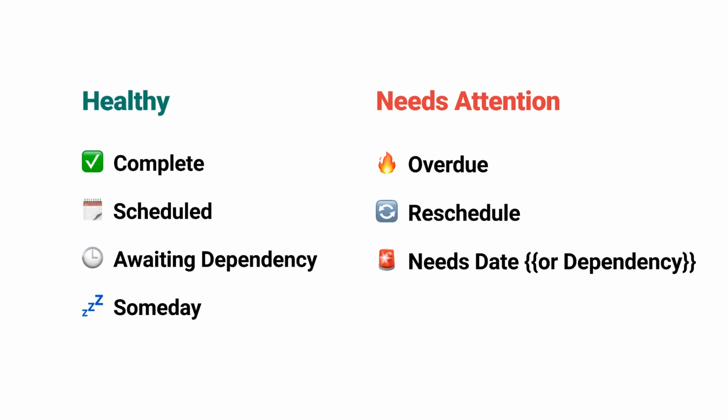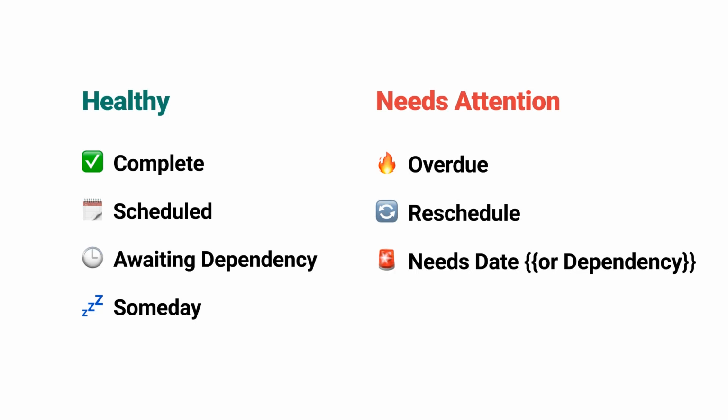If a task fails to meet those criteria for good health, it will be deemed a needs attention task and surface to the top of most views. Overdue indicates that a task's assigned date has already passed. Reschedule means a recurring task has been completed and needs rescheduling. And needs date or dependency means the task is assigned neither a date nor a dependency. This status can also be just needs date, in which case the assigned dependency has already been completed.